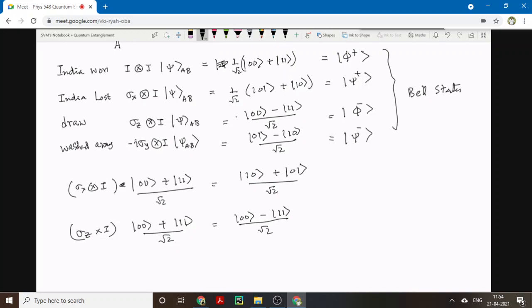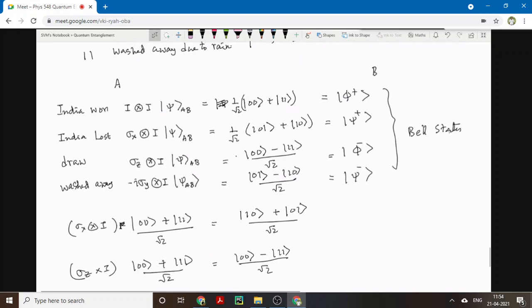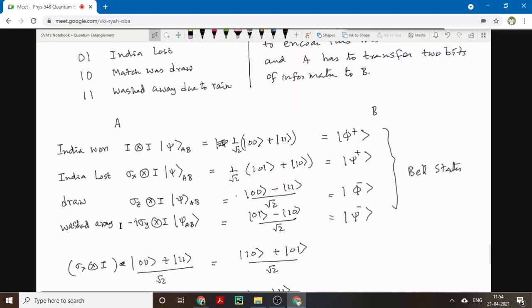So she has encoded all 4 possibilities into 1 qubit by performing these unitary operations. They would have already shared this information beforehand: if India is winning, I will multiply by I; if it is losing, I will multiply by sigma x; if it is a draw, I will multiply by sigma z; if it is washed away, I will multiply by minus I sigma y. Like that, they share this information with each other before.